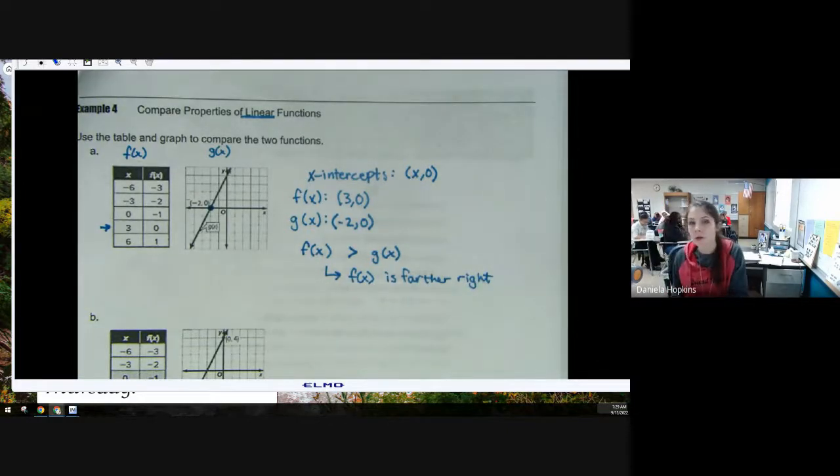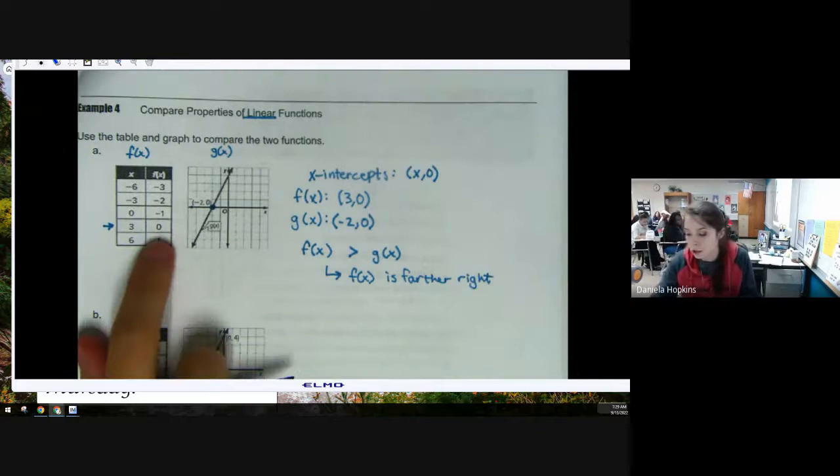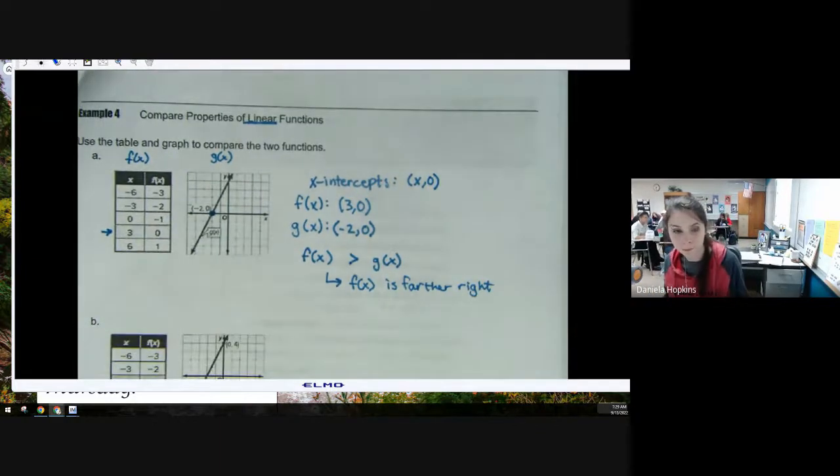So with a linear function, we can compare their x-intercepts. There's a lot of writing in these notes too. Sorry. And we can compare then kind of where they're at on the graph, because we don't actually have this graph, but we can still compare.